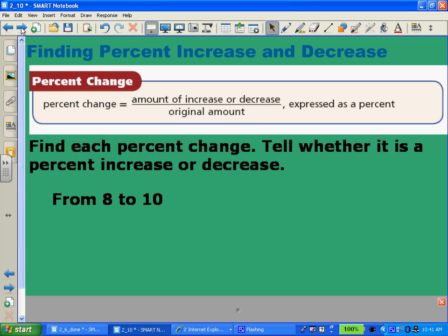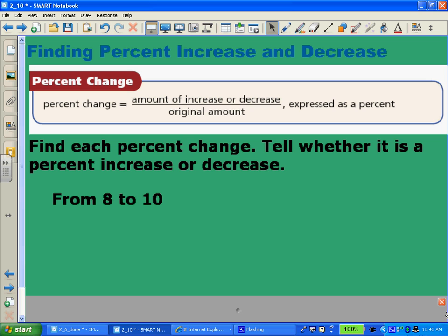So the first thing we're going to talk about is how to calculate percent change. And we have here a little formula that you'll need to know. Percent change is equal to the amount of increase or decrease divided by the original amount. And then we always express that as a percent. So as you've been learning, when we go from decimals into percents, we just got to move the decimal point a little bit.